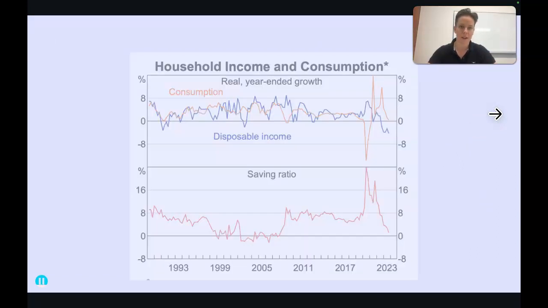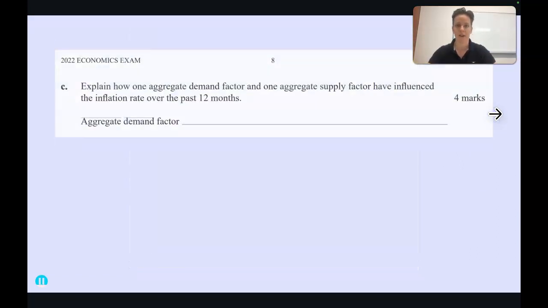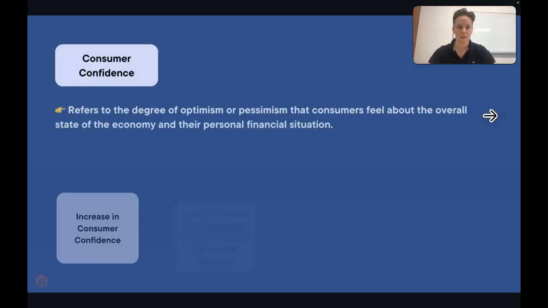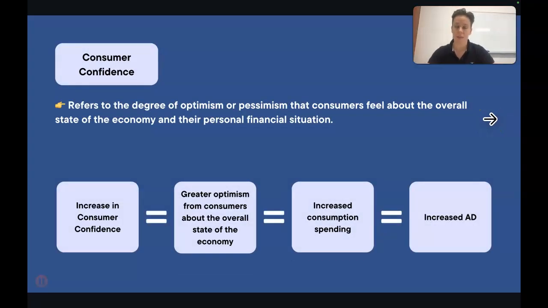So the next factor, I'm going to skip this one. The next factor is consumer confidence, and the third factor is business confidence. So they're kind of similar in a way. Consumer confidence obviously relates to consumers, so we're dealing with C in our equation, and business confidence relates to I, investment spending, so we're dealing with I in our equation.